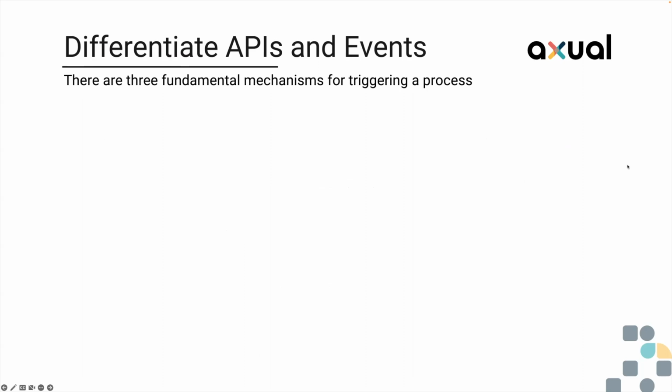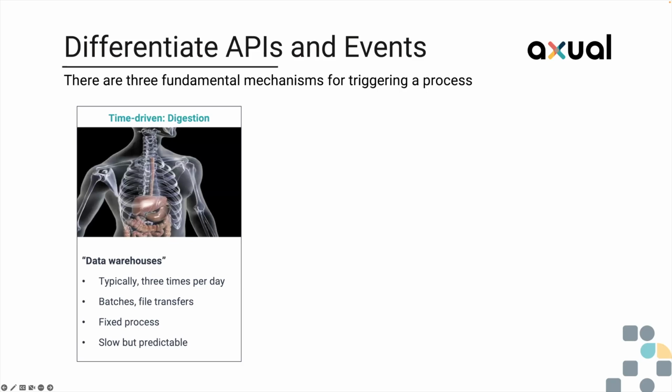If you look at APIs and events, there are typically three ways to organize processes getting triggered in bigger organizations. The first one, well, we kind of plastically compare them to systems in the human body. So the first way to trigger events is time-based. This is really comparable to data warehouses, data lakes that work with big data sets, which are typically triggered a number of times per day, or maybe once a day, when new data came in.